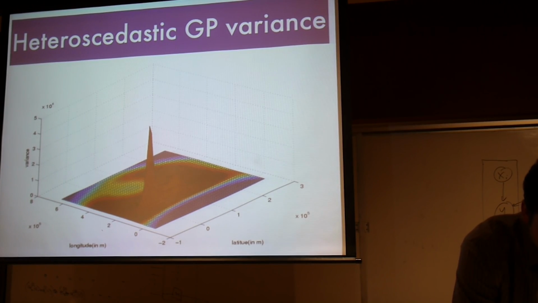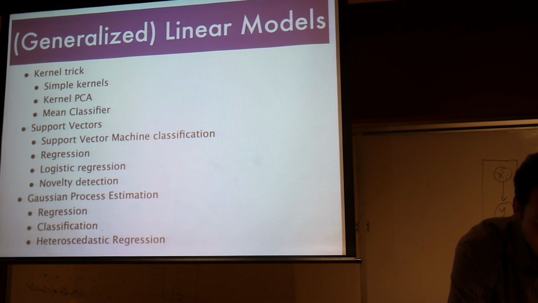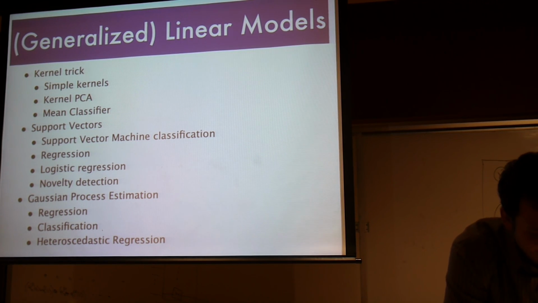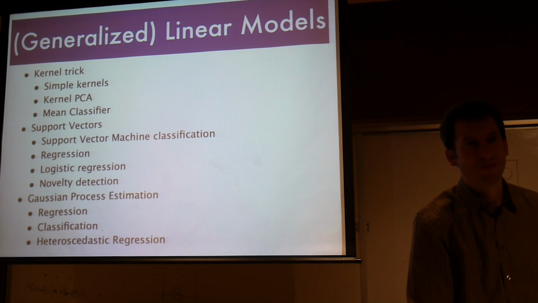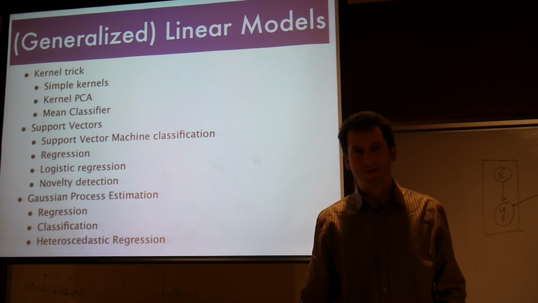So that's the kind of thing you can do efficiently with convex optimization, actually also at scale. So what I hope I showed you a little bit is the kernel trick, a bit of SVMs, and a bit of GP estimation. So I think we can probably take a short break and then reconvene in about 5 minutes or so.